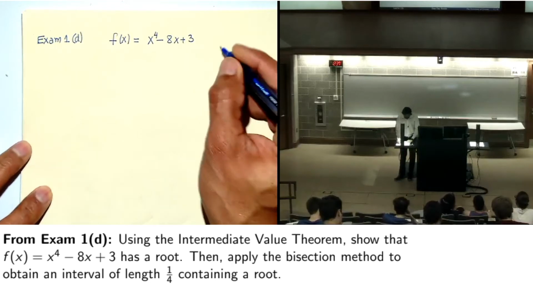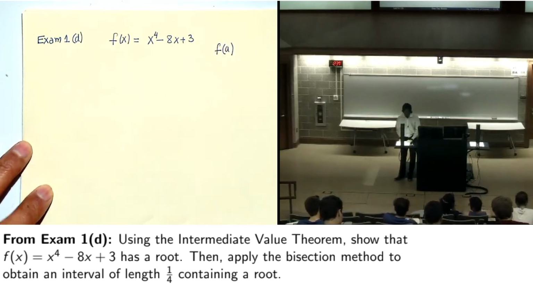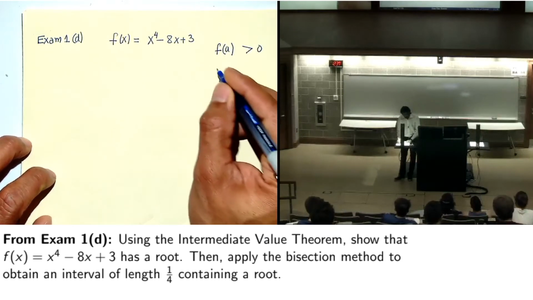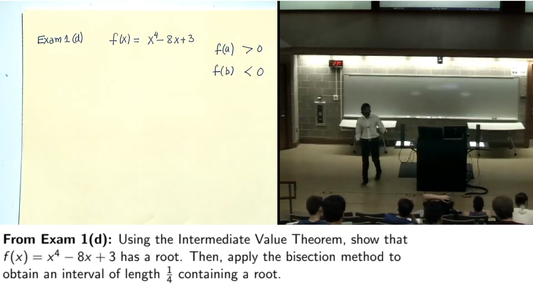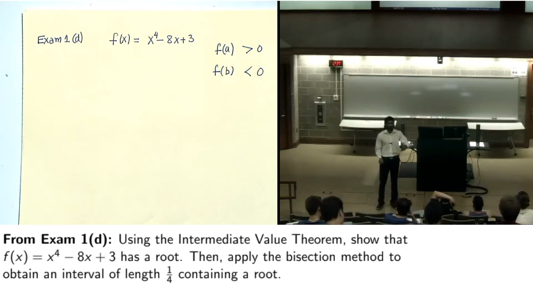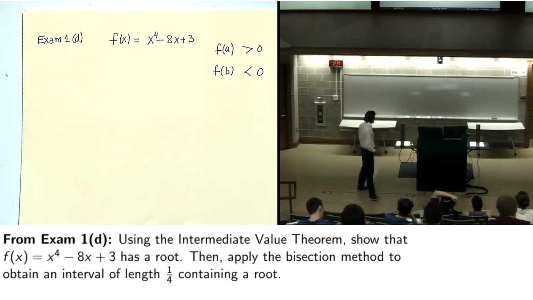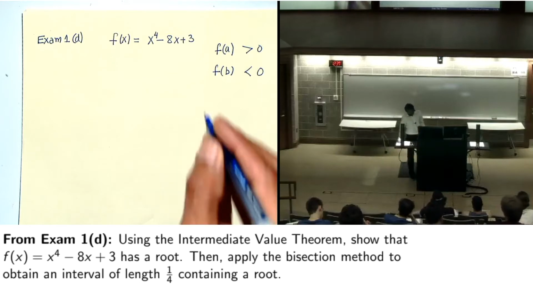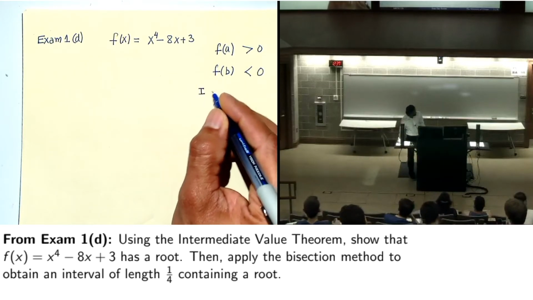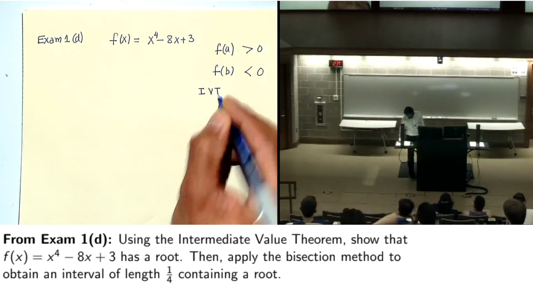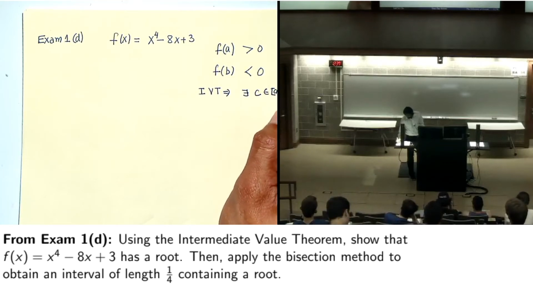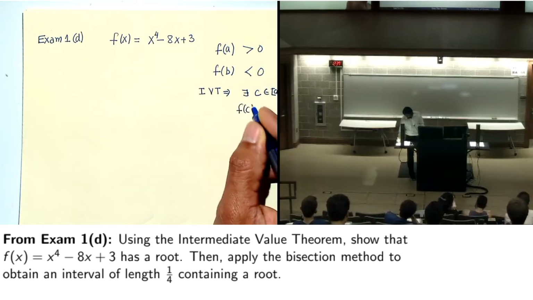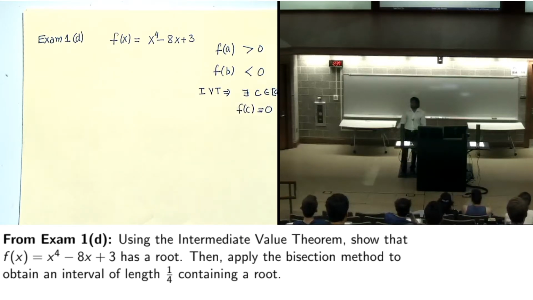What does the intermediate value theorem say? If the value of the function at a point A is positive, and the value of the function at another point B is negative, or the other way around, meaning negative first and then positive, if they have alternating signs at points A and B, then the intermediate value theorem, the IVT, will tell you there exists a point C in between the interval A and B. At this point, the function will have a 0. That will be the root of the function.